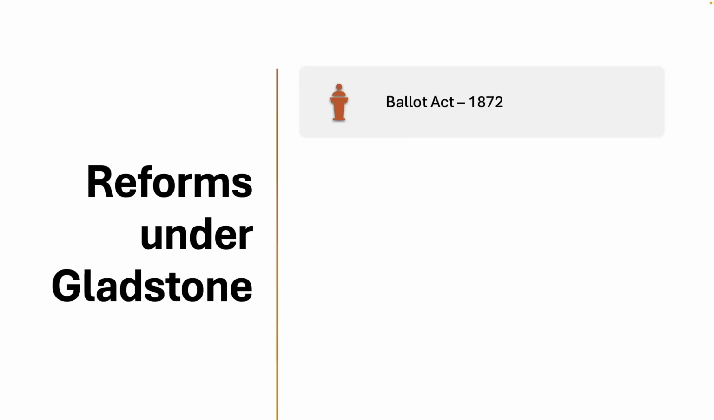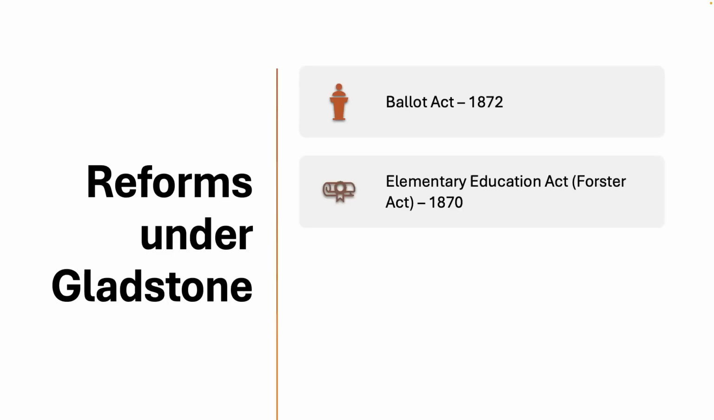Under Gladstone's government, we also see the passing of the Elementary Education Act in 1870. This is a piece of legislation which established the foundation for public education in Britain by creating school boards to manage elementary education and provide for state-sponsored schools.